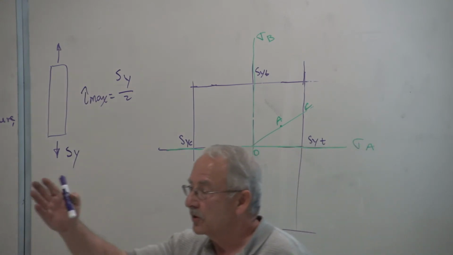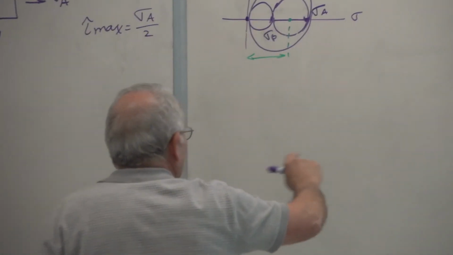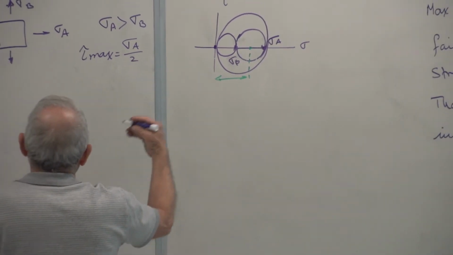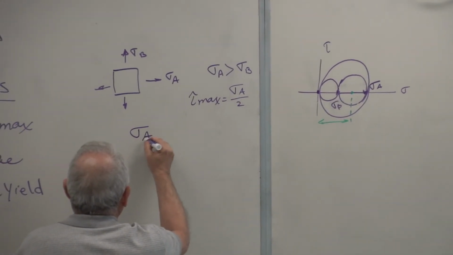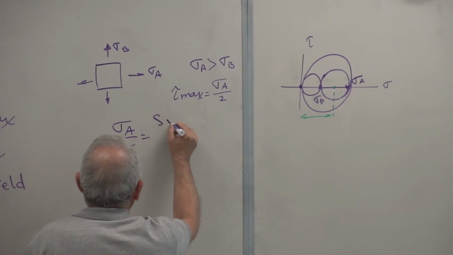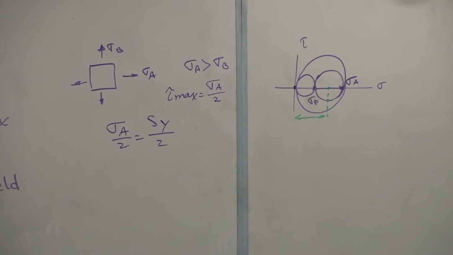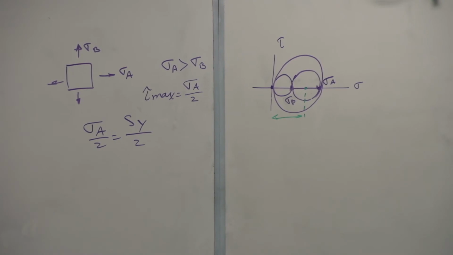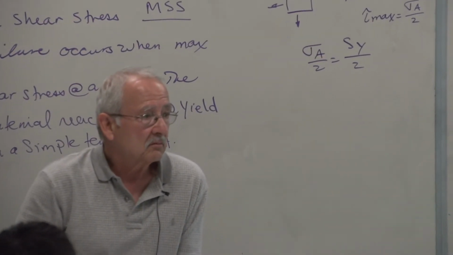So, here's my maximum shear stress. There's the shear stress at yield. We say yielding or failure will occur when these two are equal. In other words, sigma A over 2 is equal to Sy over 2, which gives you exactly the same results as the maximum normal stress. It says whenever sigma A, which is the larger of the two principal stresses, reaches the yield strength of the material, it will have yielded.